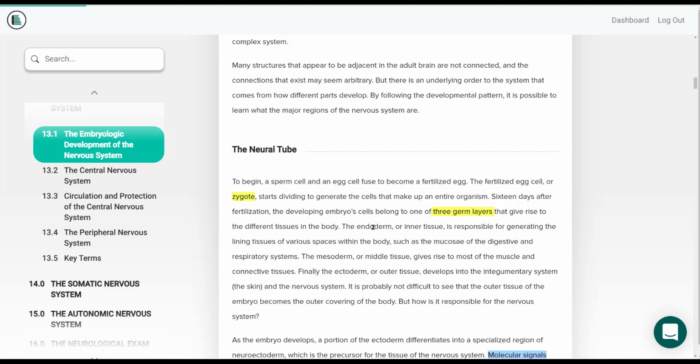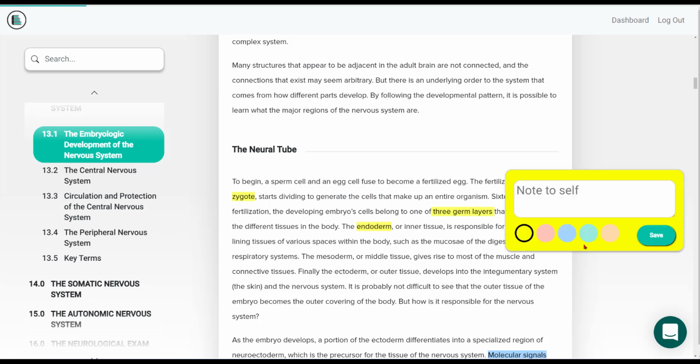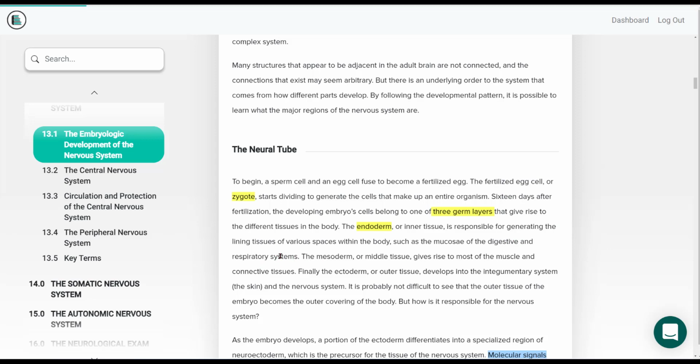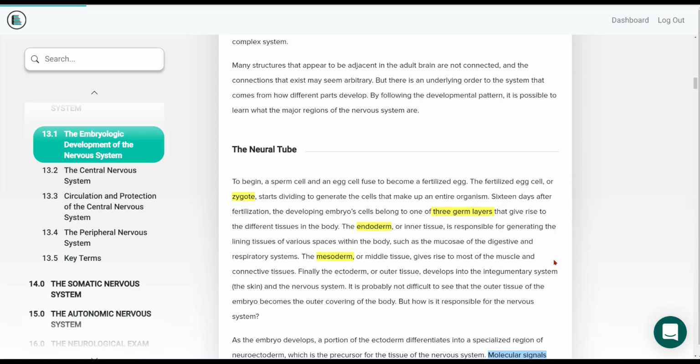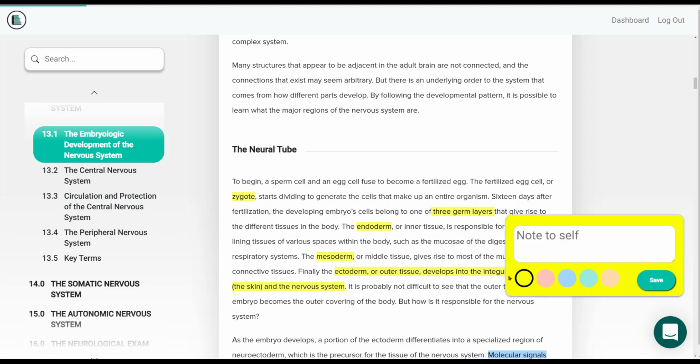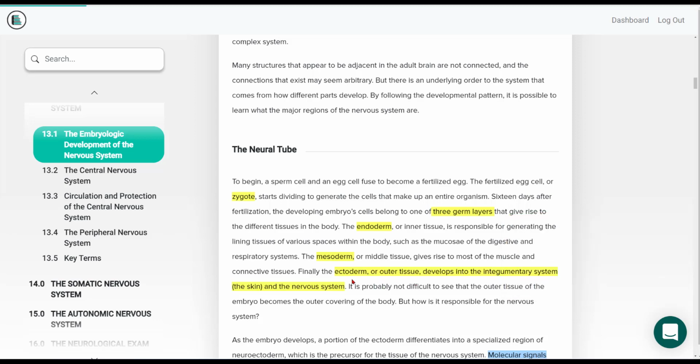So again, like I just said, here it is in writing, the endoderm goes on to form those tubey-like things like your digestive and respiratory systems. The mesoderm, the middle layer, goes on to form your connective tissues and your muscle tissues. And then the ectoderm, that's where we're focusing right now, goes on to form the integumentary system and the nervous system. So just keep that in mind, that the nervous system is derived from the ectoderm.